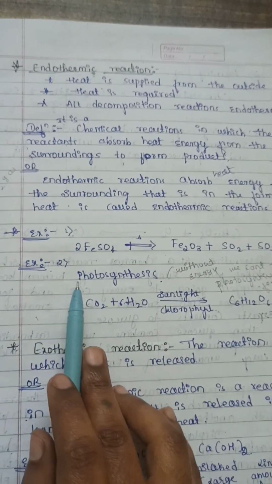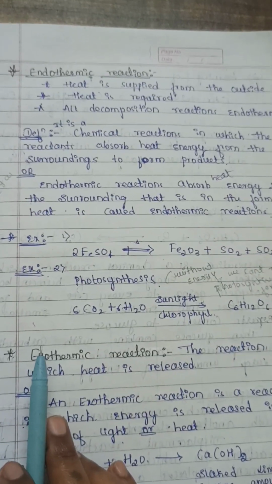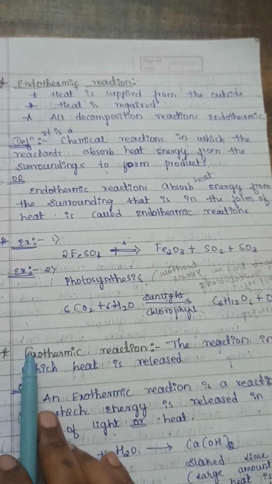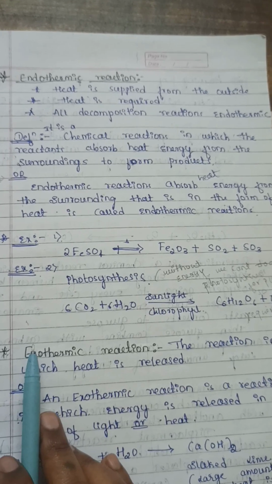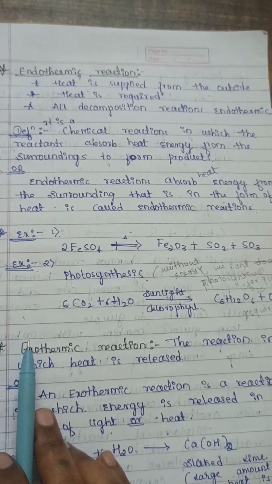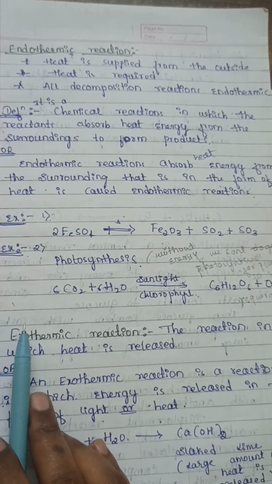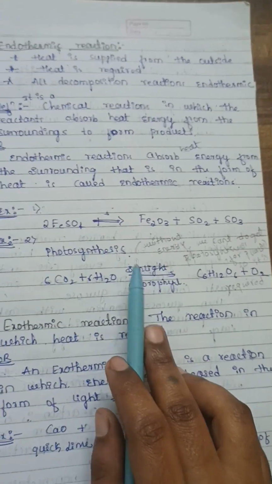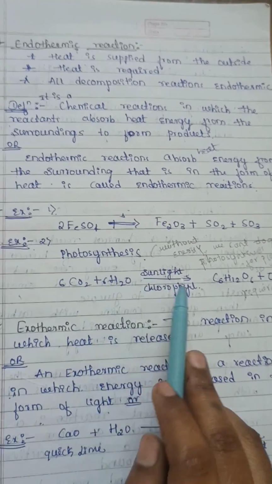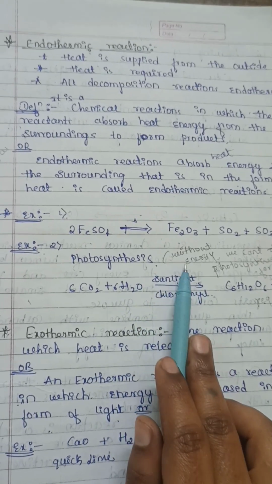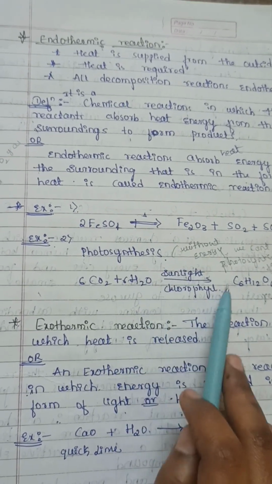Why? They will ask a question, or in a give reason question they will ask: why is photosynthesis an endothermic reaction? Give reason. Because during photosynthesis what will happen? Sunlight will be absorbed. Means what? Heat will be absorbed, light will be absorbed.